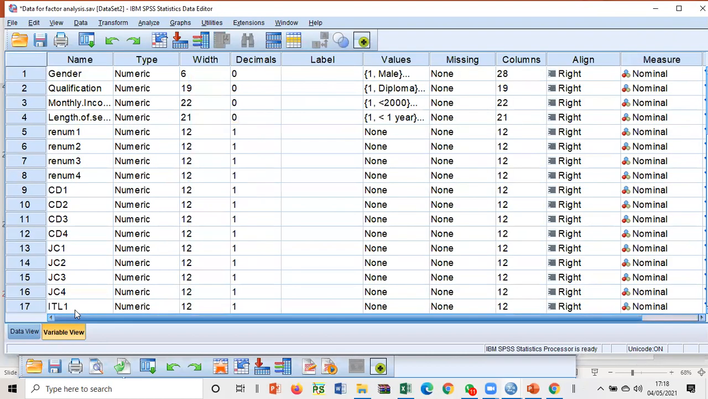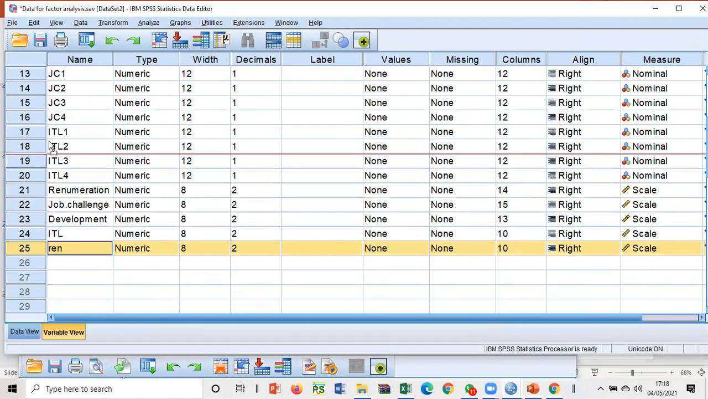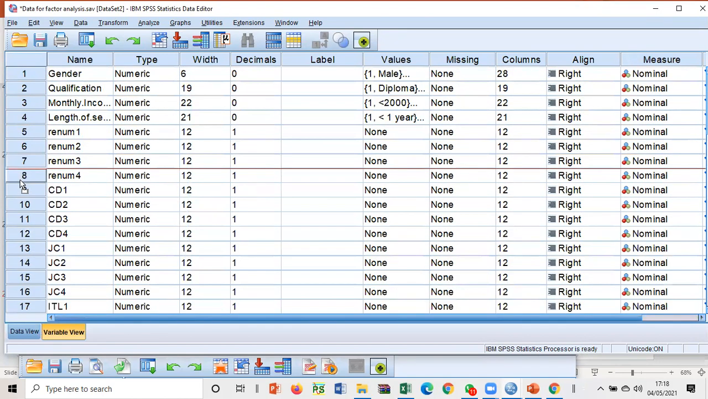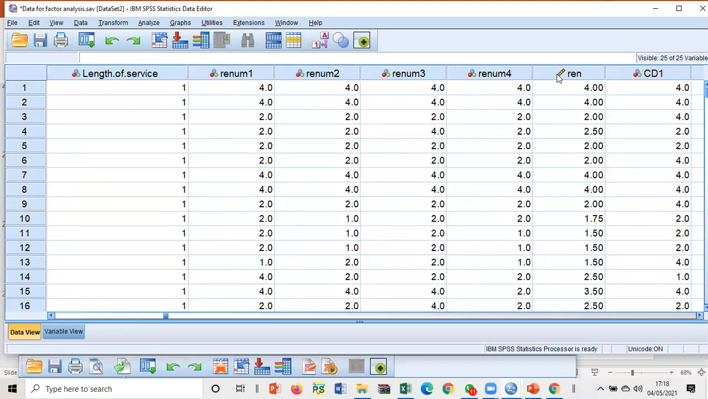Okay, let me bring this nearer. All right. Look at this now. This was computed. This value is all 4, 4, 4. So that's the average, right? Yes. This value, 2, 2, 2, 2, that's 2, isn't it?